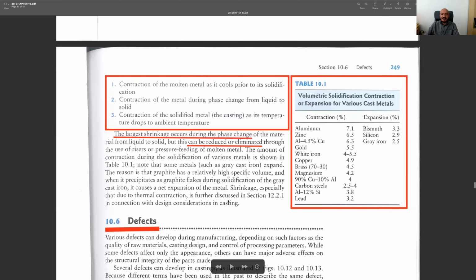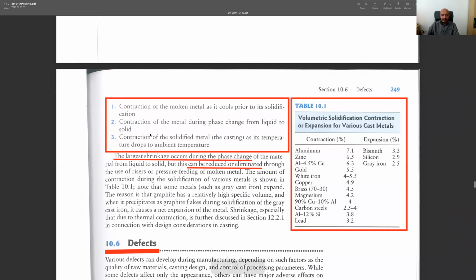But there are some ways to eliminate shrinkage. And shrinkage happens, as we discussed earlier, while your liquid metal is cooling down, and it happens actually mostly in the second stage during the phase change. So once your metal is changing from liquid to solid, we have too much shrinkage. And lastly, it also shrinks while it's at the solid state, while its temperature is being decreased, but it's not as high as the shrinkage we have in the second stage.